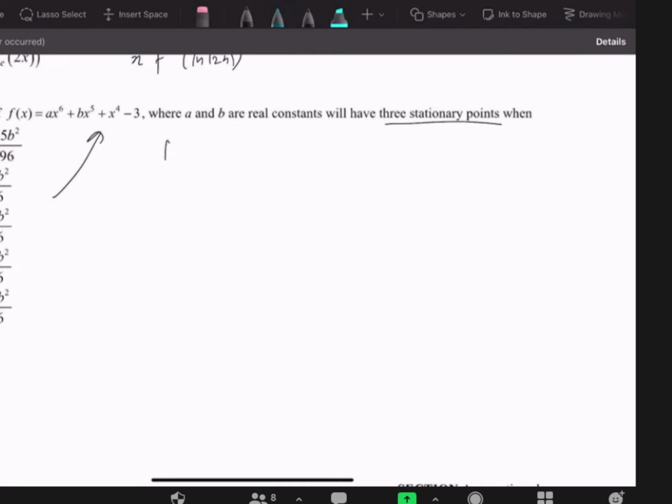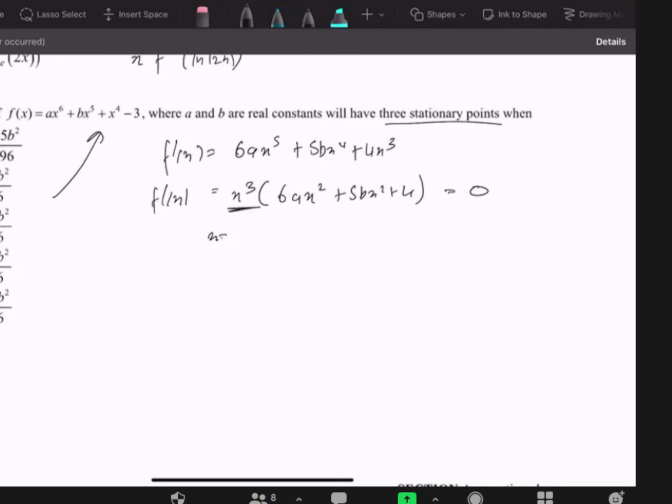you differentiate that, you'll get 6ax^5 plus 5bx^4 plus 4x^3, and you can actually get a quadratic from this if you factorize out the x to the power 3. So the thing to know is that when f dash x equals 0, you already have a solution here, which is when x equals 0.